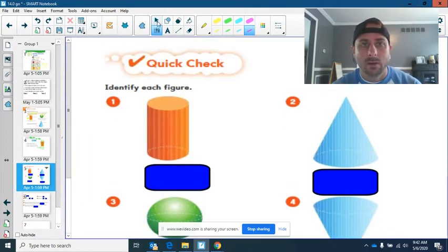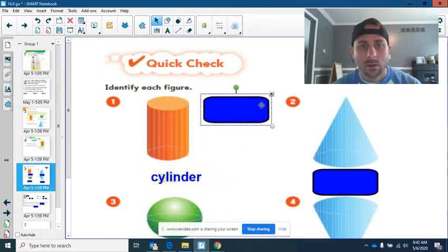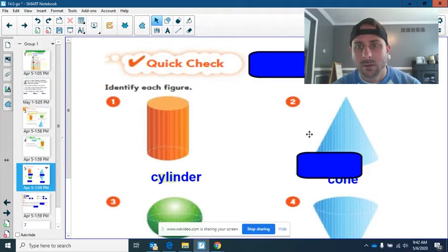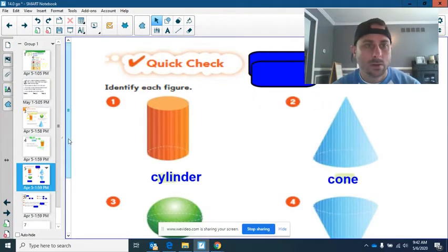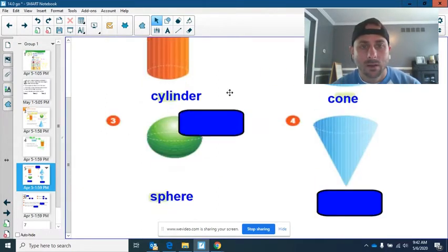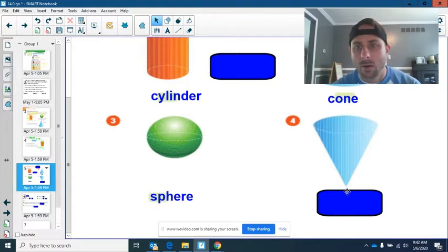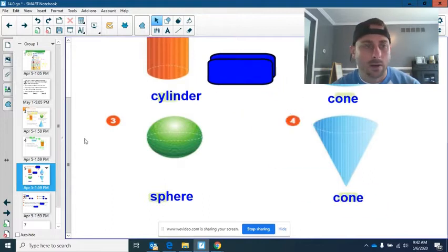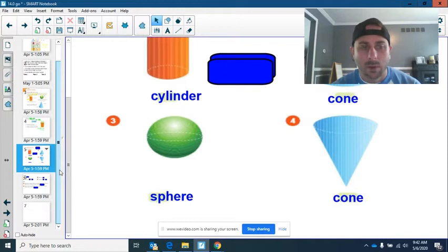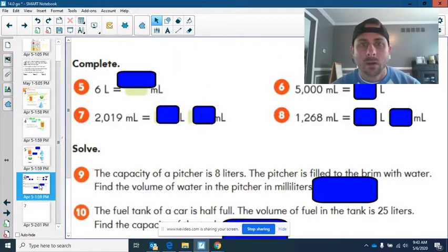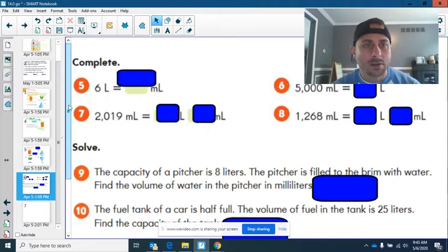And here's the reveal. Number 1 is a cylinder. 2 is a cone. 3, sphere. 4, cone again, just upside down. Remember, when you juxtapose, when you change the position of a figure, it doesn't change what it is, right? All right. So here's another slide.